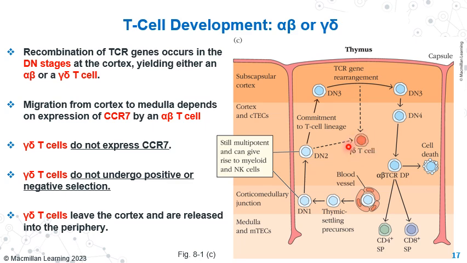Okay, now those gamma delta cells, they are not going to express CCR7. So once they get the receptor, they're just going to come out of the thymus and go straight into the circulation. Okay, so look at this. They don't have CCR7. They're not going to go to the lymph nodes. They are not going through the process of positive or negative selection. So those gamma delta receptors, we have to trust that they're not going to attack us.